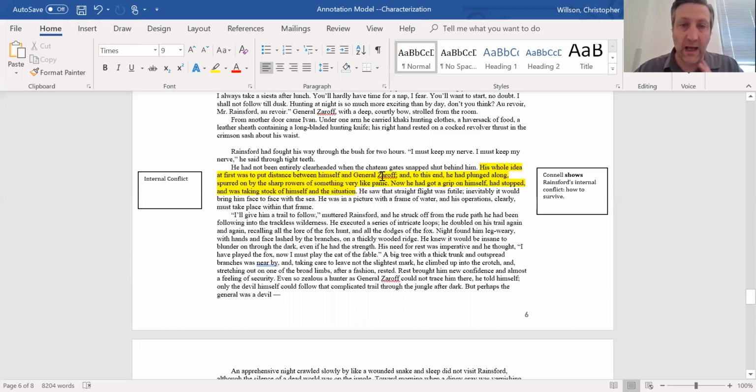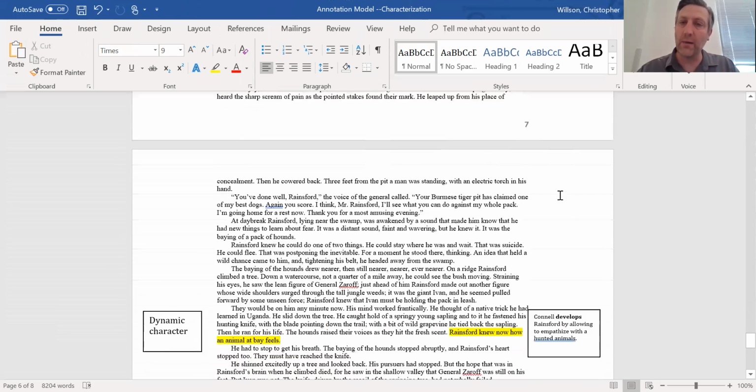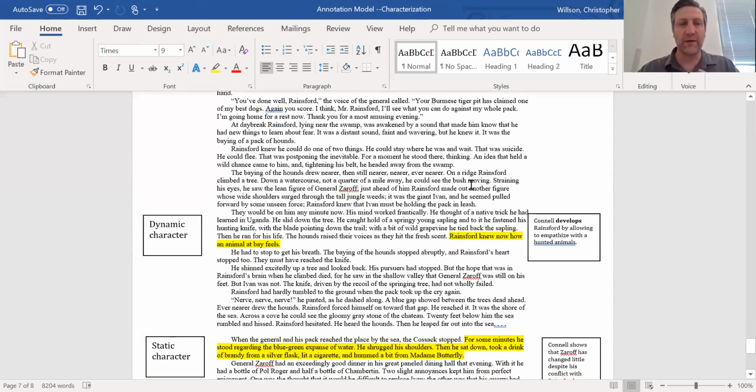At first, he's just like, I'm going to run. I'm going to try to get as far away as possible. But then he stops and starts to think about it. And that shows some internal conflict about how he is going to deal with this situation. Should I just run? Or should I think through things a little bit more?